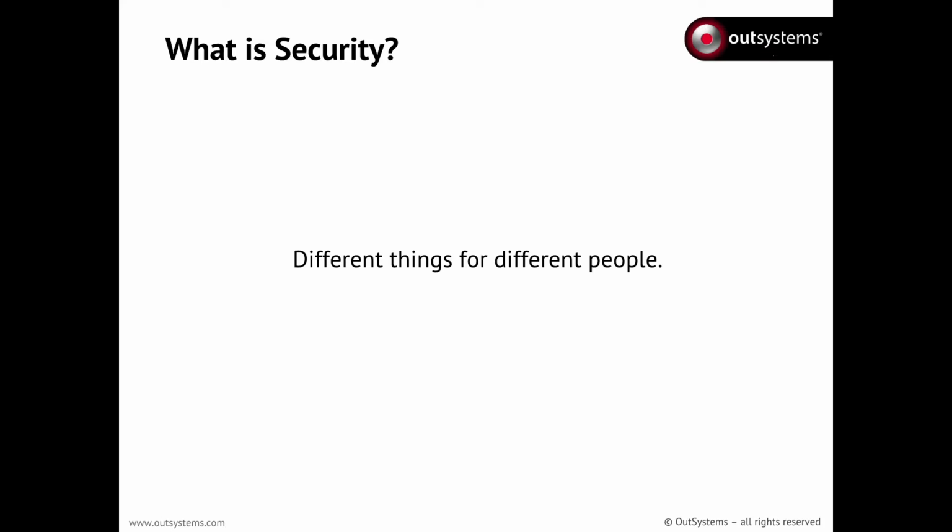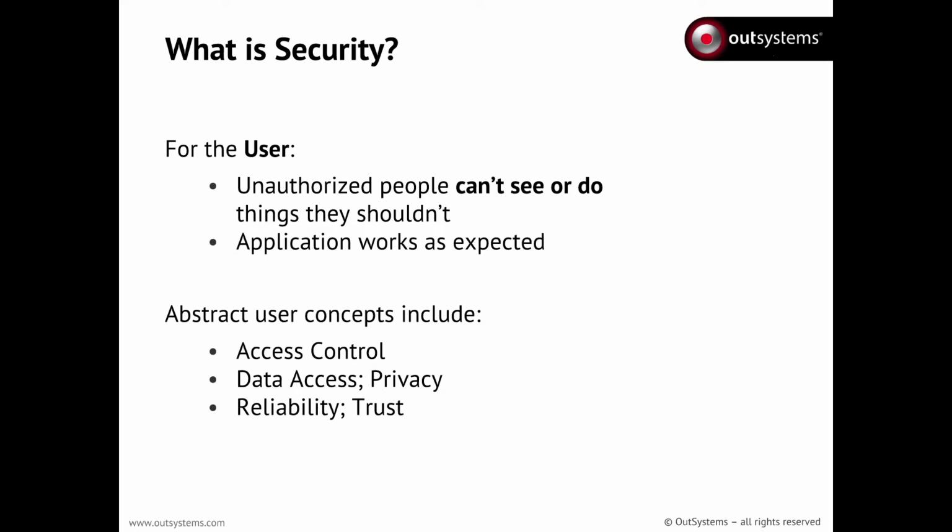So, what is security? Well, security is different things for different people. For the user, it can be something as vague as unauthorized people can't see or do things that they shouldn't, and the application works as expected. Now, this is extremely vague, obviously, but the IT professional needs to be able to convert this into terms and actual code that we can apply in our development and applies these protections for the user.